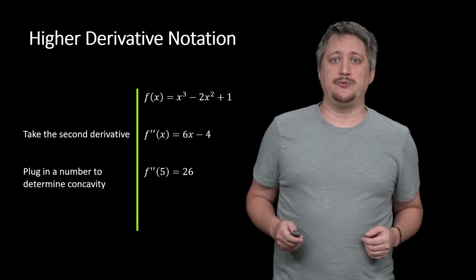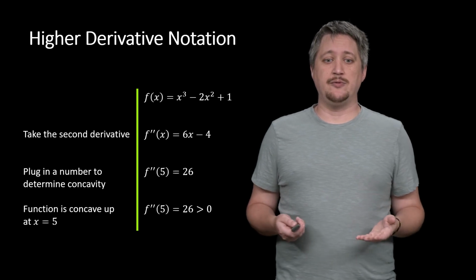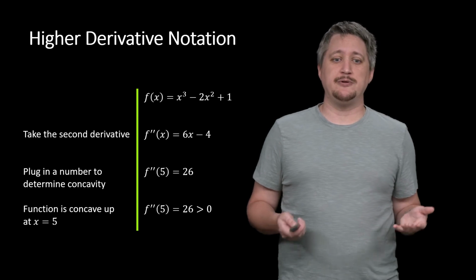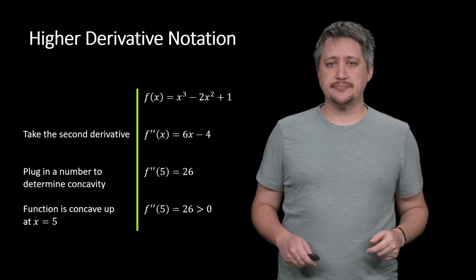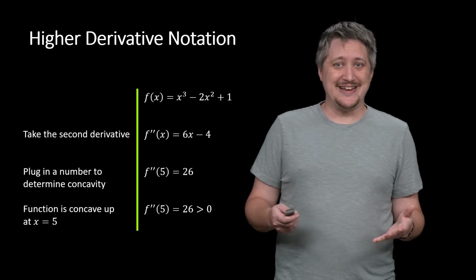That's all I need to do. And the output, in this case 26, will tell me, since 26 is strictly positive, that we're concave up at 5, okay? That's really all there is to it. It's not any deeper than that.